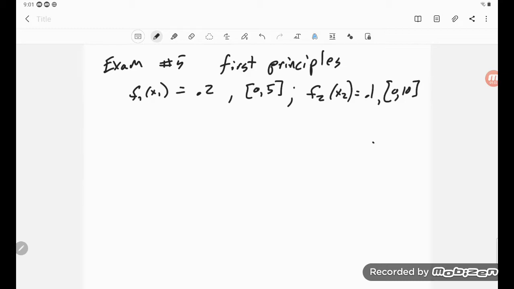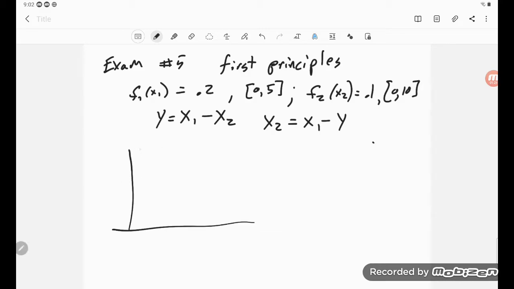Now we want to look at y equal x1 minus x2, which I can write as x2 equals x1 minus y, like that. And now we're on our rectangle. So we have our axes here. There's 5, there's x1, there's x2 and 10.